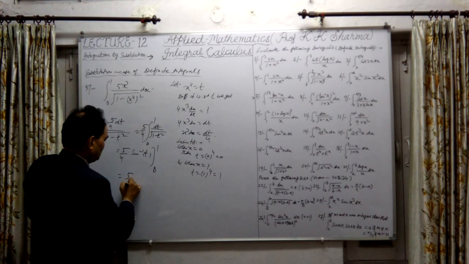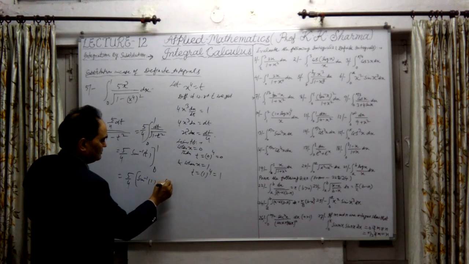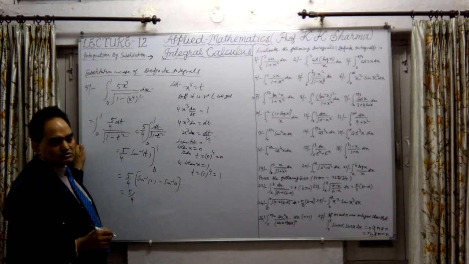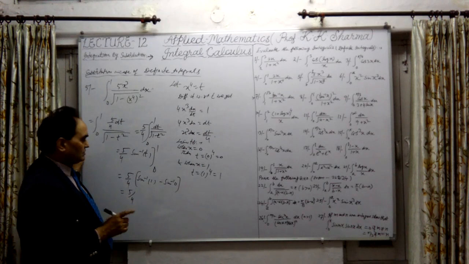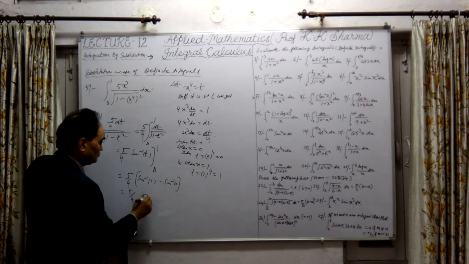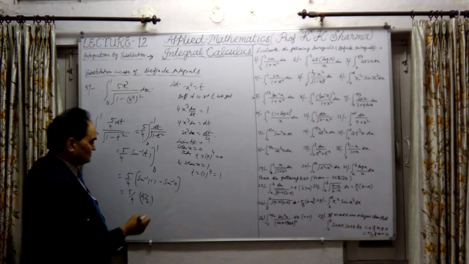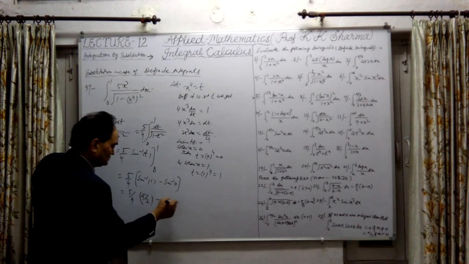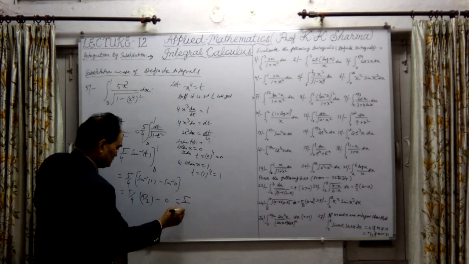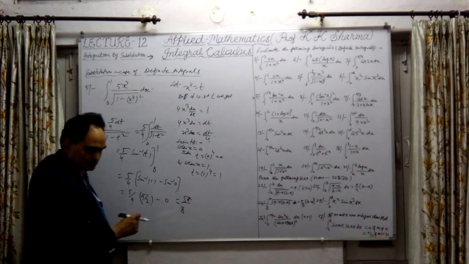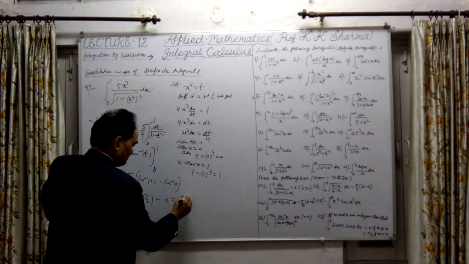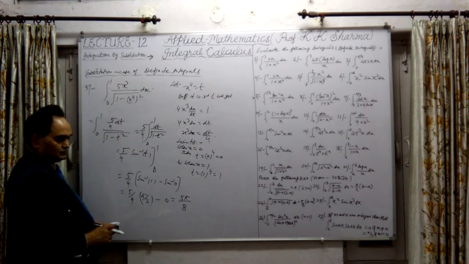So 5 by 4 into sin inverse of the upper limit 1 minus sin inverse 0. This is sin inverse 1. Sin theta is 1 for theta equal to 90 degree, that means pi by 2. 90 degree means pi by 2 radian. Sin inverse 0 is 0, and 5 by 4 into 0 is 0. This means only 5 pi upon 8. This is the answer here.